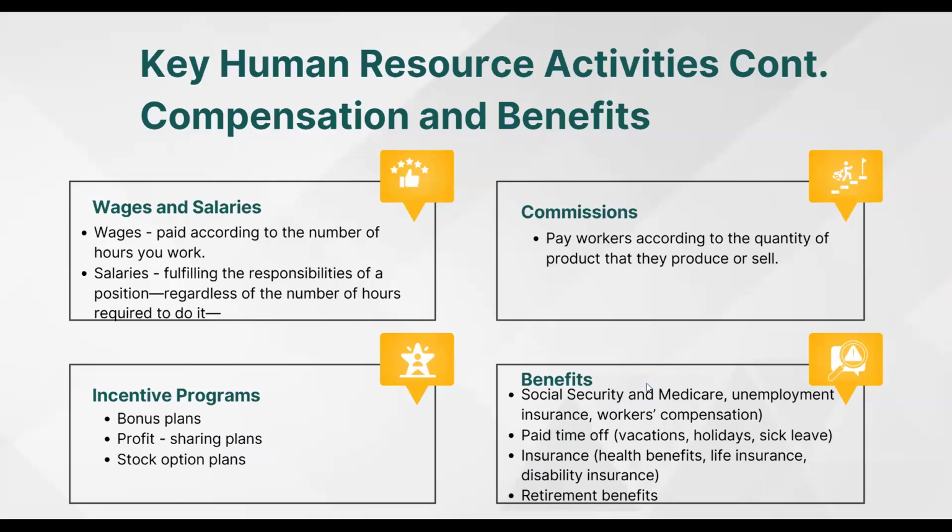Now let's look into benefits. Benefits are another major component of an employee's compensation package. The types of benefits that you might see in your compensation package are: Social Security and Medicare, unemployment insurance, and workers' compensation, which are legally required benefits. Others are paid time off, such as vacation, holidays, and sick leave; insurance, such as health insurance, life insurance, and disability insurance; and retirement benefits.